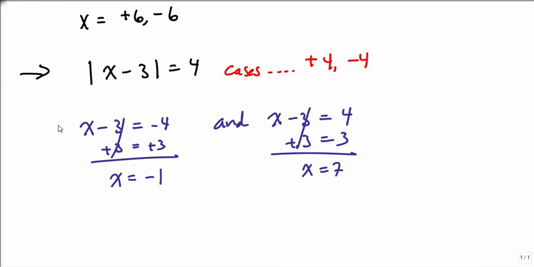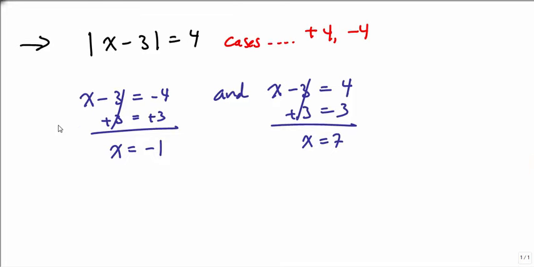But I also want to graph these. Now when you graph an absolute value, just as we have before, you need to make sure that it's been set equal to 0. So when we graph this, we'll graph the absolute value of x minus 3 minus 4 equals 0. Now notice the minus 4 is not part of the absolute value. So this is what we'll graph.